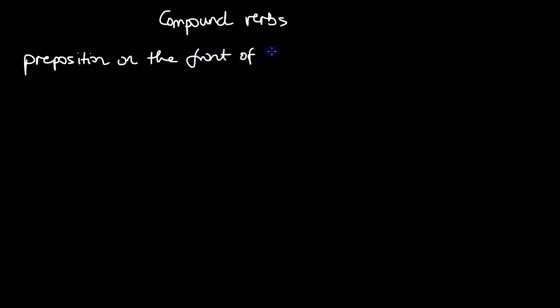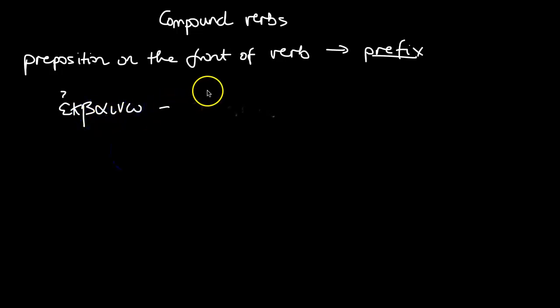Let's now focus our attention on compound verbs. Now, compound verbs are also pretty simple. It's basically just when you have a preposition on the front of a verb, and so it becomes basically a prefix. So it's just a little word on the front of the verb. So, ekbino, for example. Bino means I go, so therefore ekbino means I go out.